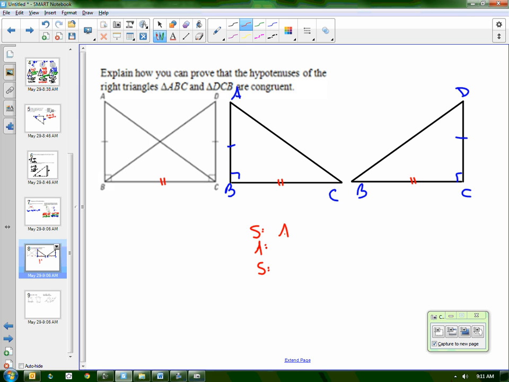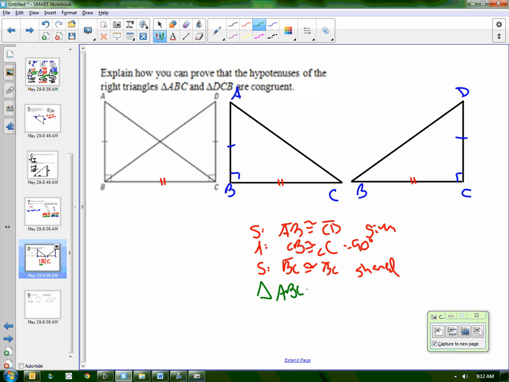The first side I have is AB is congruent to CD, that's given. The angle is angle B is congruent to angle C. I might want to say ABC and DCB. Those are both 90 degrees, that's also given. And the side that I have is BC is congruent to BC itself. That's the reflexive property, or we sometimes just say it's the shared side. I can say triangle ABC is congruent to DCB by side, angle, side.